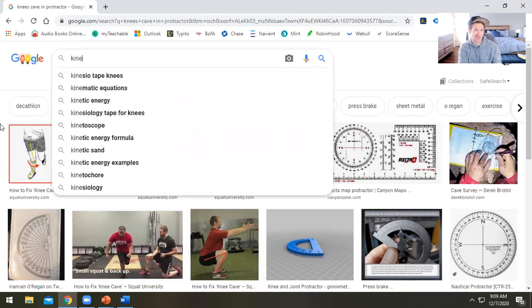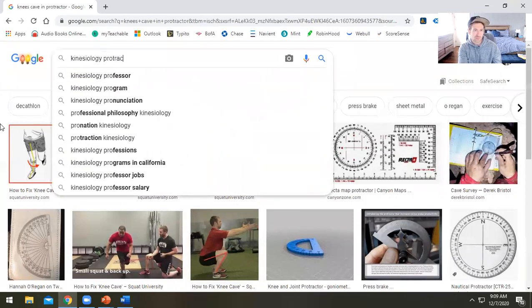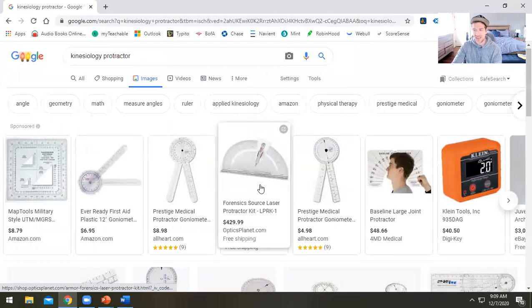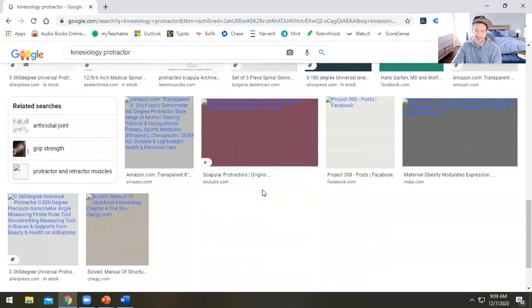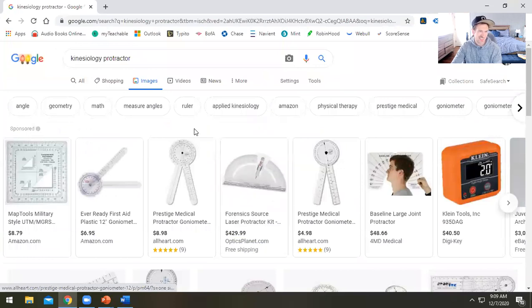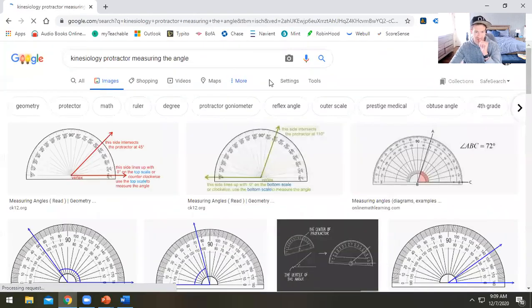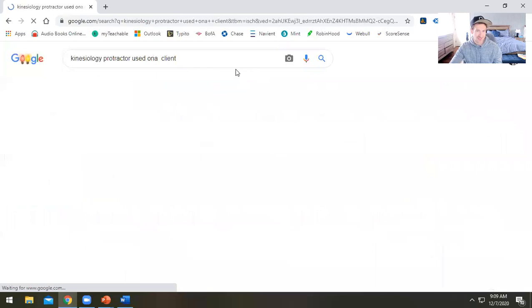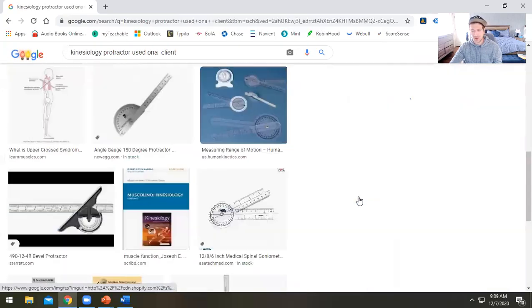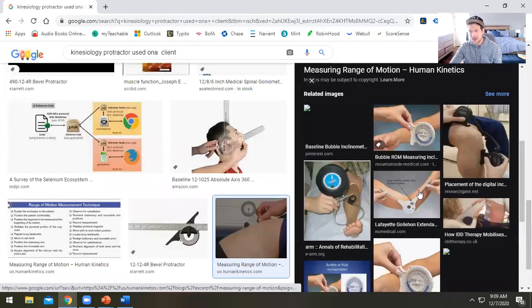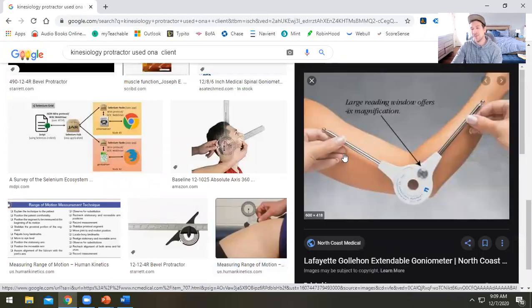Yeah, see, I can't even find somebody actually doing it. Here, kinesiology. Anyway, I want to see a picture here. Internet, please, for the love of God. Kinesiology protractor used on a client. Yeah, great. Okay, that's close. There we go.